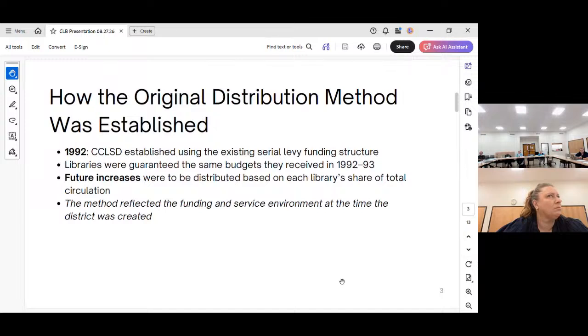I'm not saying it was in writing. I'm saying that was her recollection from the discussions that were had at that time, that that was the intent. Okay. That every library be funded to the extent they had a full-time library director at each library. So, in other words, I'm going to go back to what we were talking about, which was the original distribution. It was based on the funding and the service environment when the district was created.